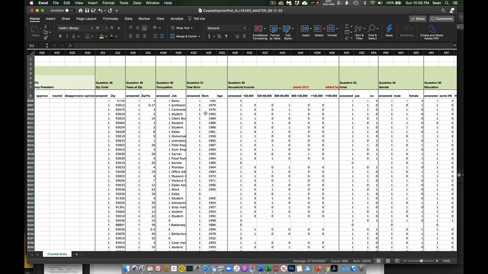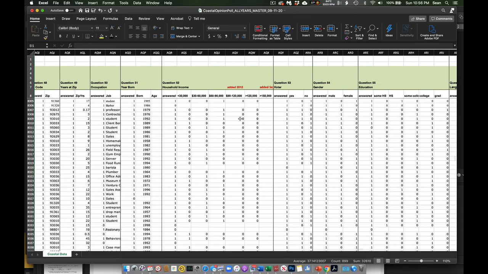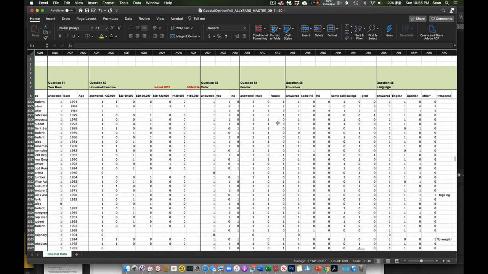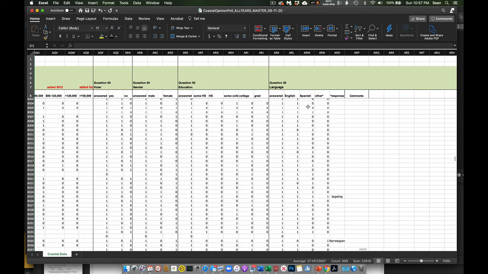The year they were born, annual household income, if they're a voter, their gender. Now, in some years, we've experimented with additional gender categories, and we hardly ever get anybody to fill that out. So we've just gone back to using the traditional male-female categories, education, educational attainment, languages spoken at home, and then any comments that people have about that survey.